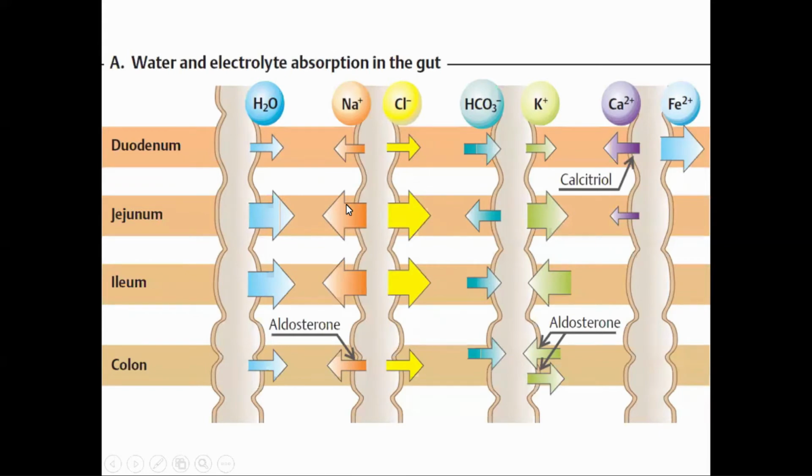Sodium absorption occurs maximum in the jejunum. Sodium and chloride occur maximum in the jejunum. Then potassium absorption also occurs maximum in the jejunum.